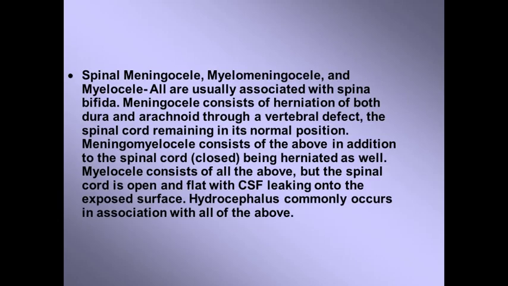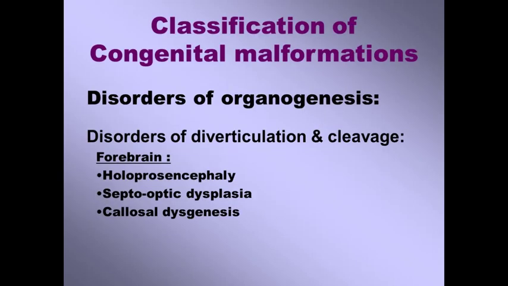Spinal meningocele, myelomeningocele, and myelocele are all usually associated with spina bifida. Meningocele consists of herniation of both the dura and arachnoid through the vertebral defect, the spinal cord remaining in its position. Myelomeningocele consists of all of the above, in addition to the spinal cord being herniated as well. Myelocele consists of all of the above, but the spinal cord is often flat with CSF leaking into the exposed septum. Hydrocephalus usually occurs in association with all the above.